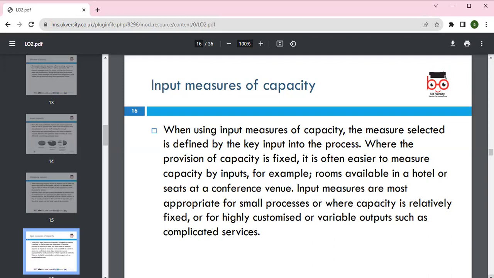Provision of the capacity is fixed, though you can enhance it. Yes, rooms available in the hotel, seats in the conference and the venue. Input measures are the most appropriate in small processes where the capacity is relatively fixed and highly customized, in variable outputs, such as complicated ones.